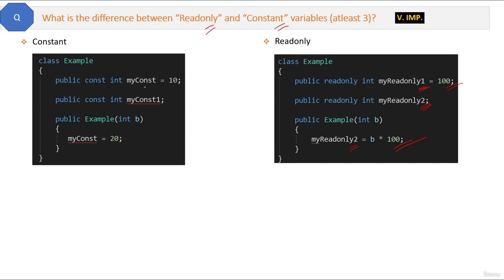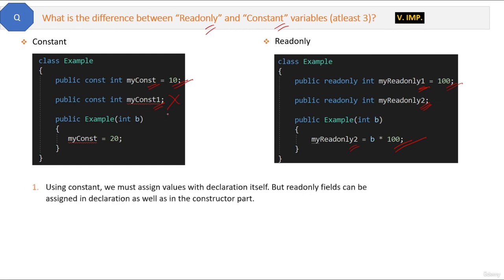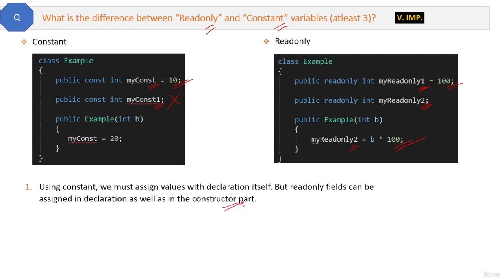Now let's see the constant code. Here we are declaring a const field myConst and assigning a value 10 to it. But when we are trying to just declare the myConst1 variable with the const keyword, the compiler shows an error. So this is the difference. Using the const keyword, we must assign values with the declaration itself, then and there. But readonly fields can be assigned in the declaration as well as in the constructor.